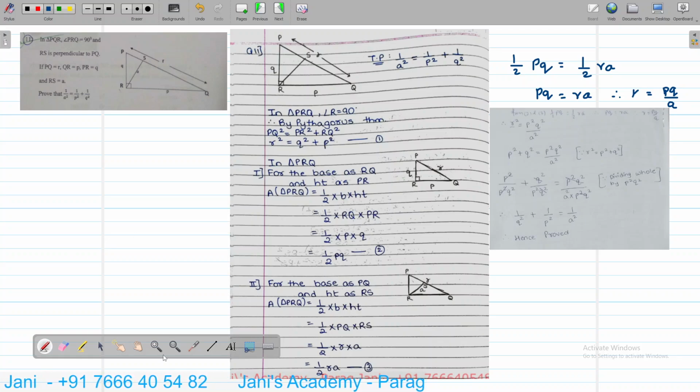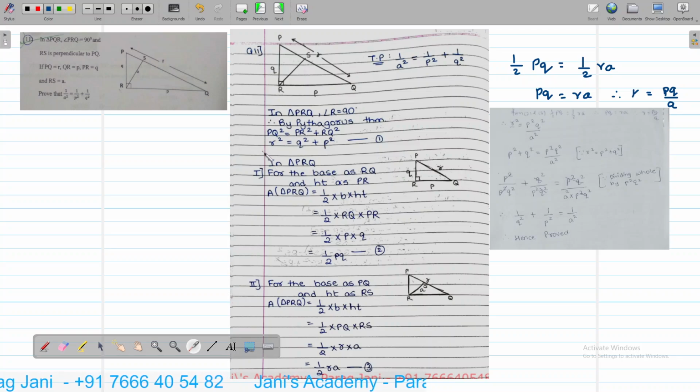Question number 11. They have given one triangle, with various values given. Now you have to prove that 1 upon a square is equal to 1 upon p square plus 1 upon q square. First of all, take Pythagoras theorem: PQ square is equal to PR square plus RQ square. Just apply the values: r square is equal to q square plus p square.